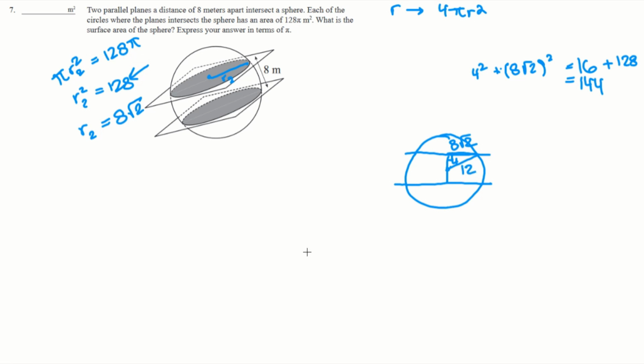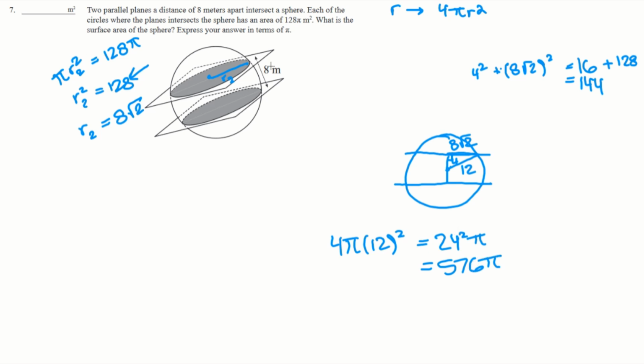And now we just want the surface area of the sphere. So that's 4 pi r squared. In this case, r is 12. So 4 pi 12 squared, that is 576 pi. So the surface area of the sphere is 576 pi.